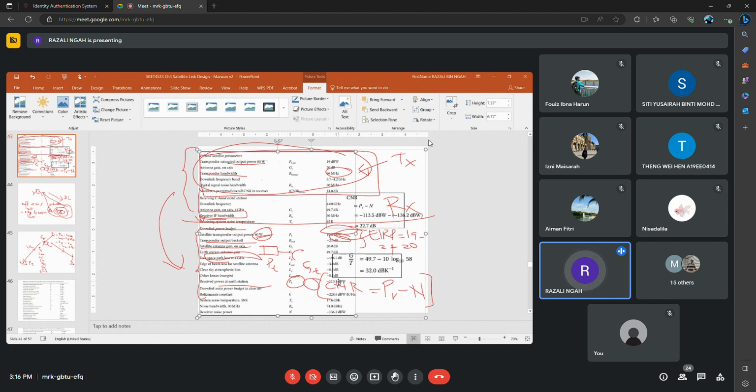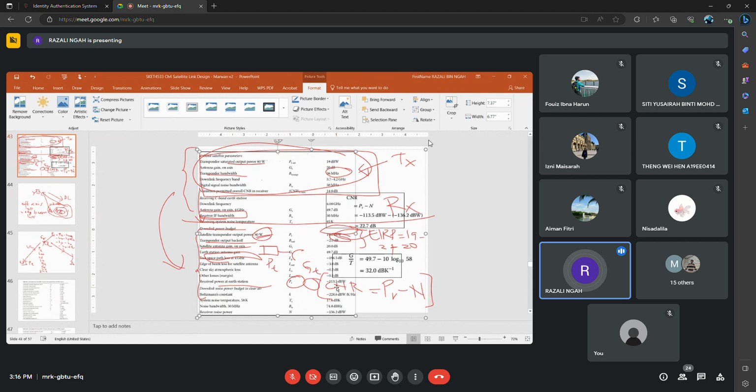Receive power must normally be a negative value. So if you get positive, then something is wrong. Maybe you didn't include the path loss. When you didn't include the path loss, you may get receive power positive. So you will get a receive power.